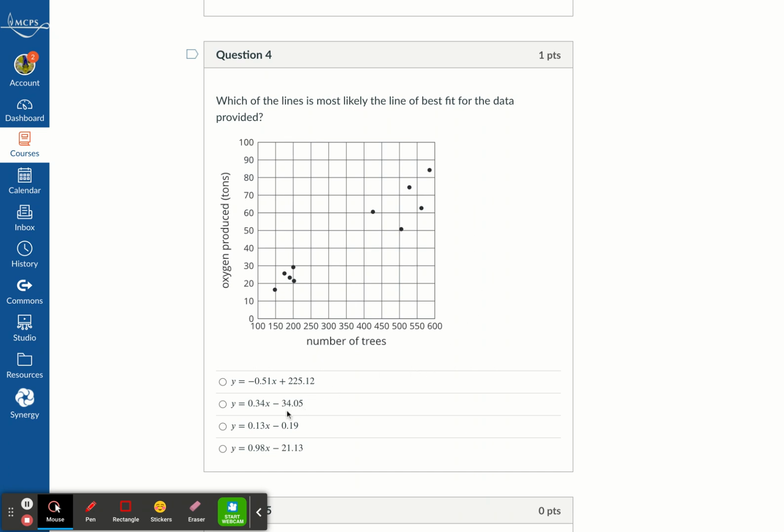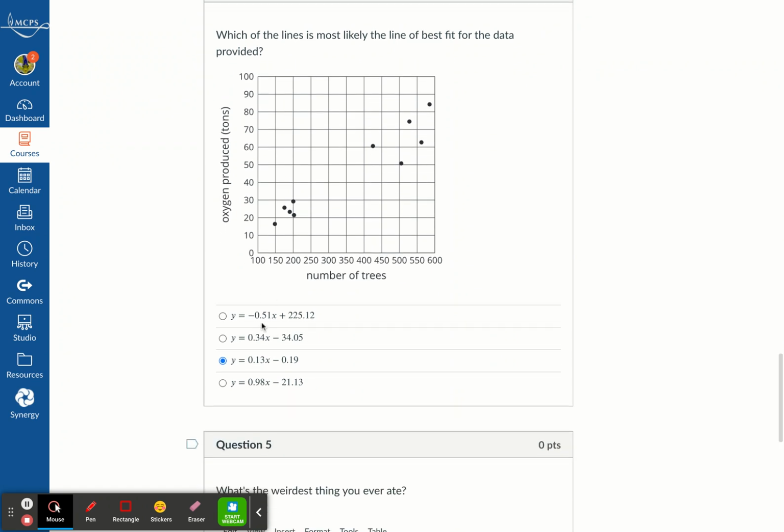The second one says negative 34.05. So that negative would be down here. I can see my line of best fit definitely would not go way down here. And then the next one would be negative 0.19, which would be just below 0. And that one actually looks like it would work. And then the last one was negative 21, so that would be way down here again.